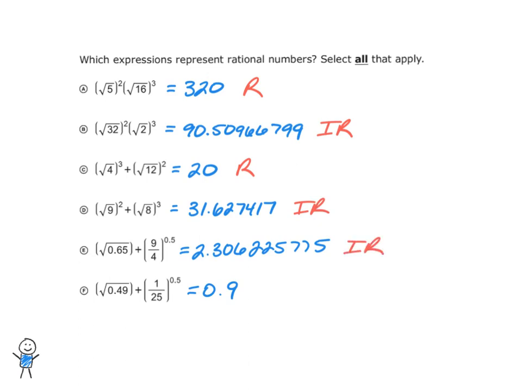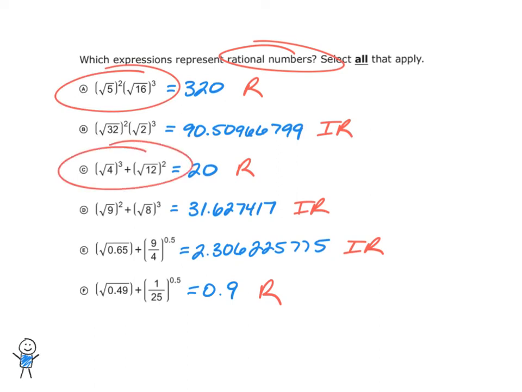And the last one, answer choice F, 0.9, even though it's a decimal number, it does not meet the same criteria or the same pattern as irrational numbers. So this would be considered a rational number. Now be sure you go back and read the question. Which expressions represent rational numbers? So you're only going to select A, C, and F as the examples of rational numbers.